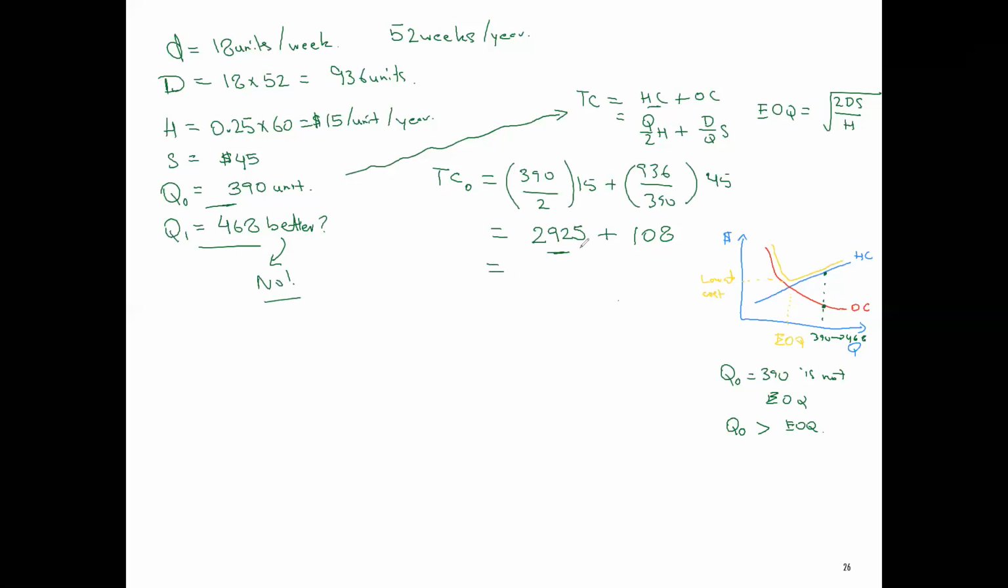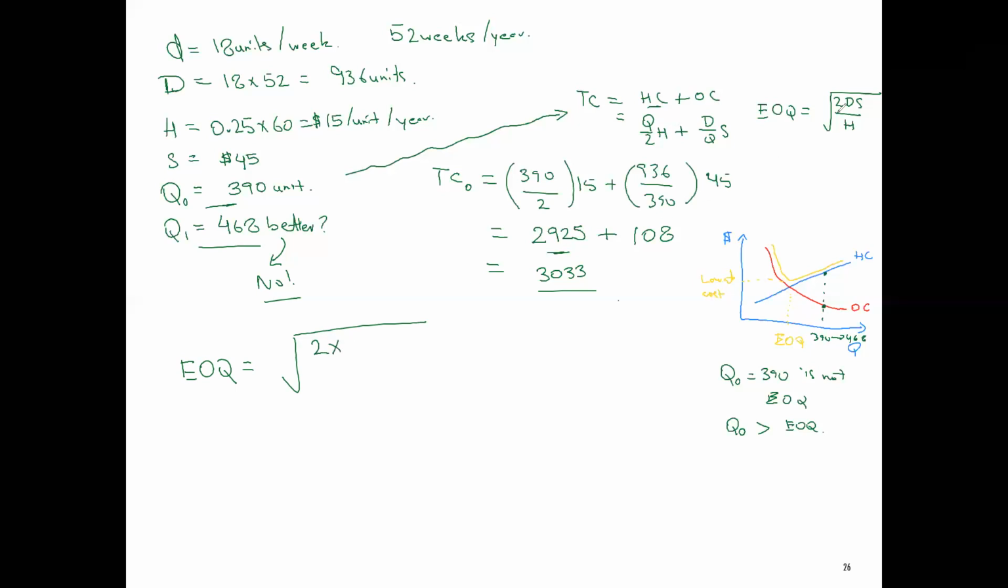Let's just first calculate the total cost as well. So 2925 plus 108 is 3033. So this is our total cost. Now, the question is, if this is not the optimum order quantity and this is not the optimum cost, what is the optimum order quantity? And that optimum order quantity is EOQ. So let's try to find EOQ for this product, the bird feeder.